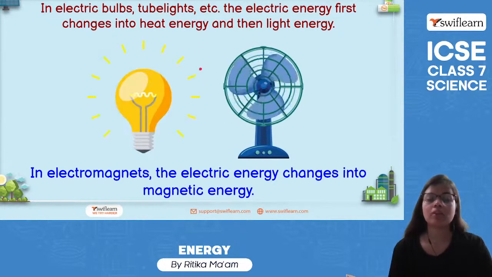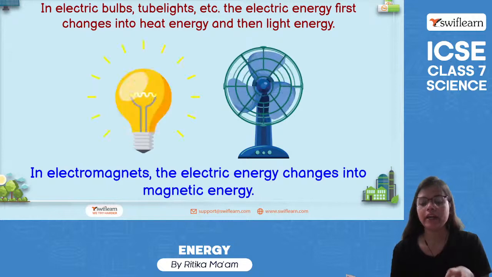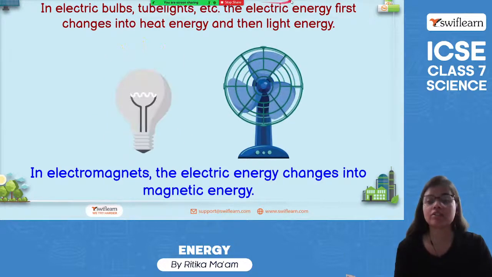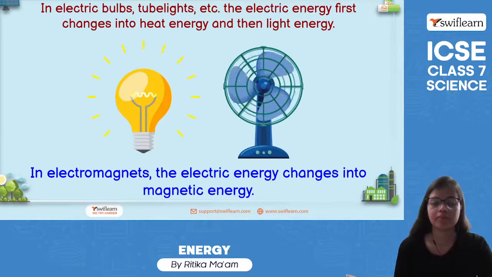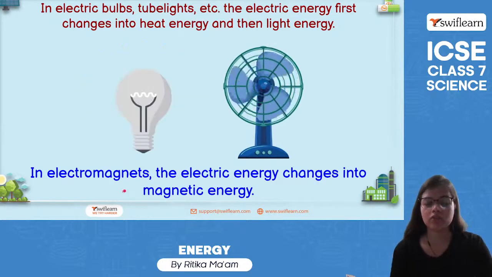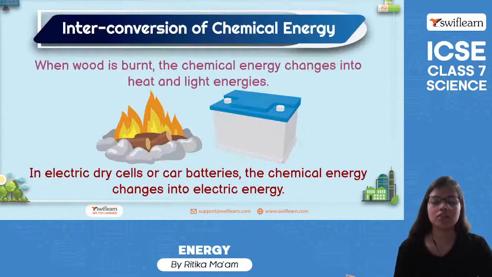Now in electrical bulbs or tube lights or lamps, the electrical energy is converting into heat, and then it converts itself into light. So the conversion goes like electrical to heat and then to light energy. In electromagnets, which are used in doorbells, etc., here electrical energy is changing into magnetic energy.